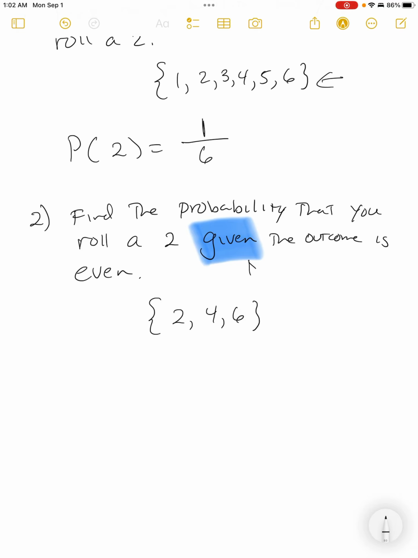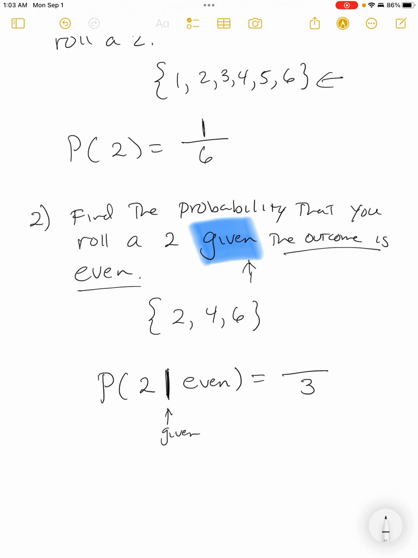I know that an even number has come out. How do I know that? Because it comes after the word given. So what is known is the outcome is even, and the question is, if I knew the outcome was even, what's the probability that I roll a 2? Well, let me show you some notation. The probability that we roll a 2, given that it's even. So this little, not horizontal, but vertical line here is the word given. So you'll see the book use these symbols as well. Hey, what's the probability that we roll a 2 given the outcome's even?